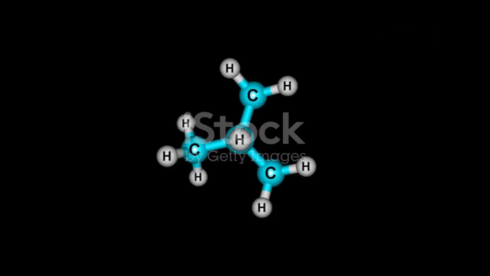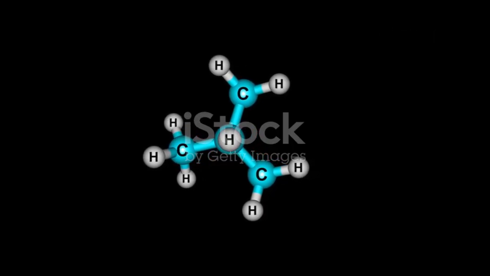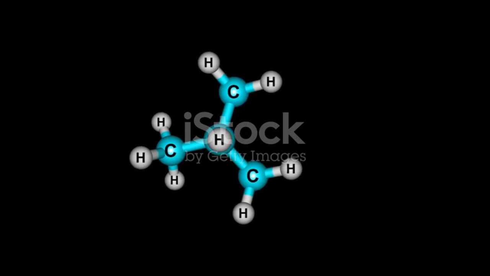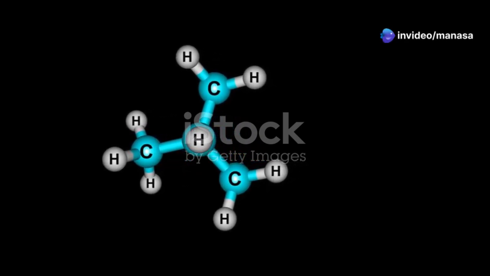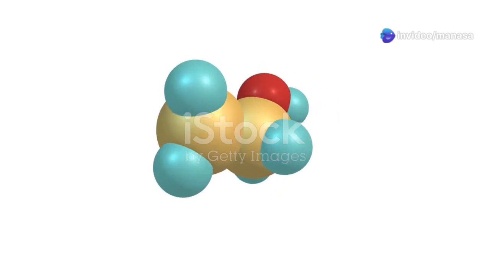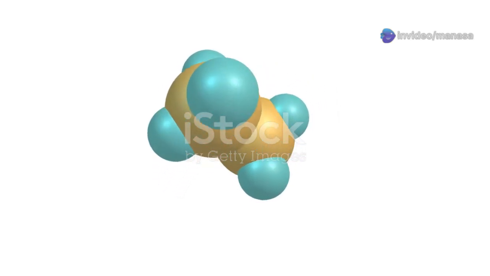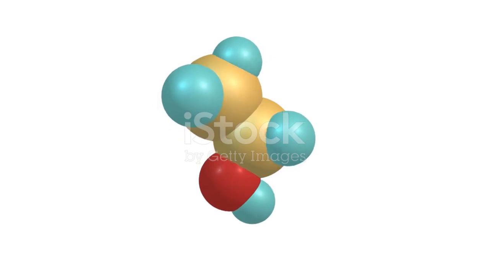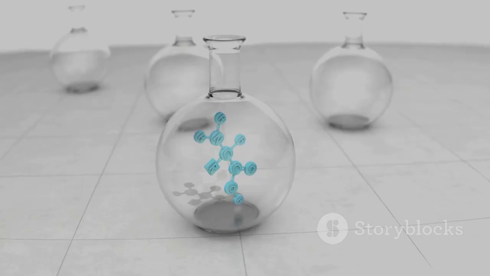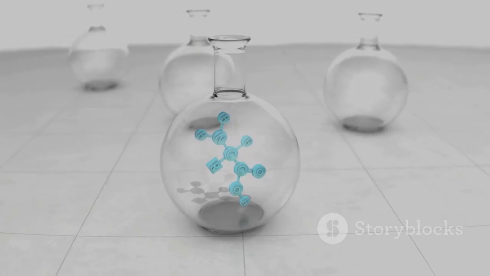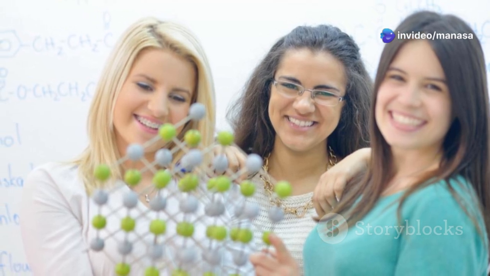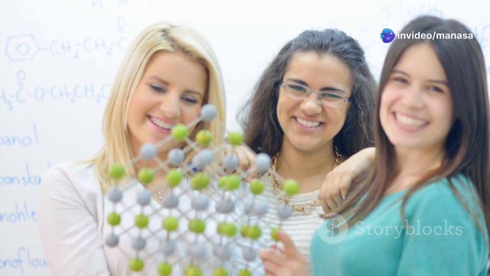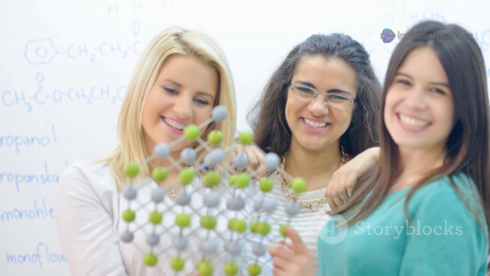For example, butane, which is CH3CH2CH2CH3, versus isobutane, which is CH3CH(CH3)CH3. Next, position isomerism. Here, you have the same functional group but in a different position, like but-1-ol versus but-2-ol. Then, functional group isomerism. Same molecular formula but different functional groups. For instance, ethanol, which is C2H5OH, versus dimethyl ether, which is CH3OCH3.